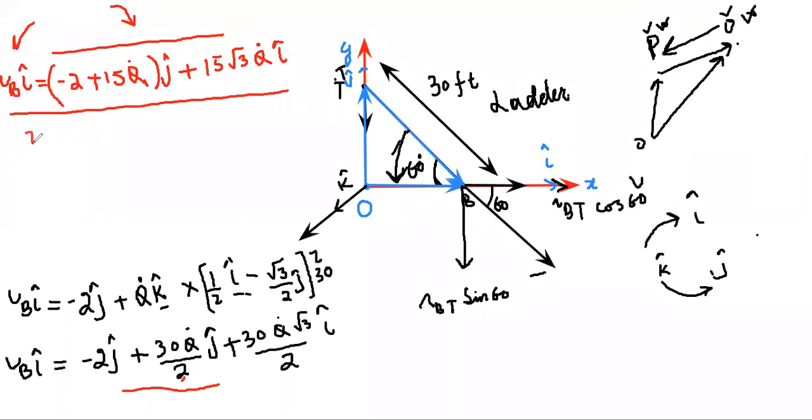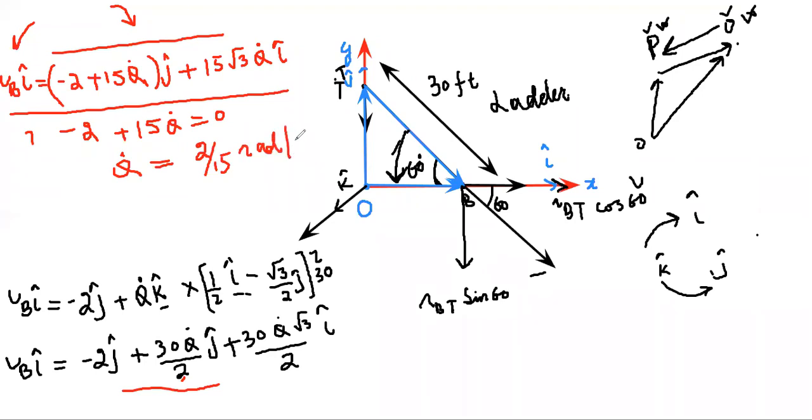For j components, the j component on the left hand side is 0. There is no j component on the left hand side. Therefore the j component on the right hand side should also be equal to 0 by the law of equality of vectors. Therefore minus 2 plus 15 theta dot should be equal to 0. Therefore theta dot, the angular velocity of this rod, is equal to 2 by 15. And the value of the angular velocity is in radians per second.